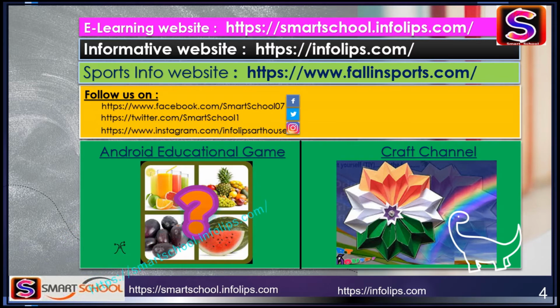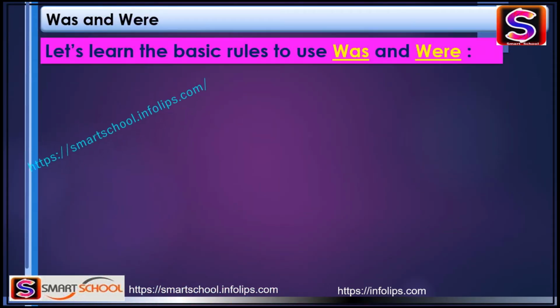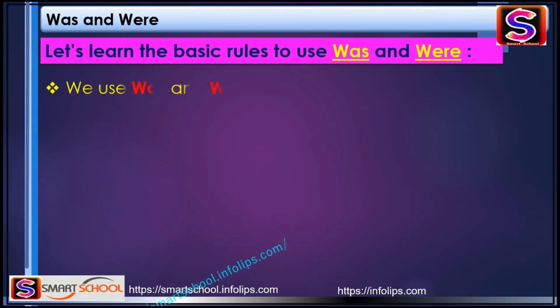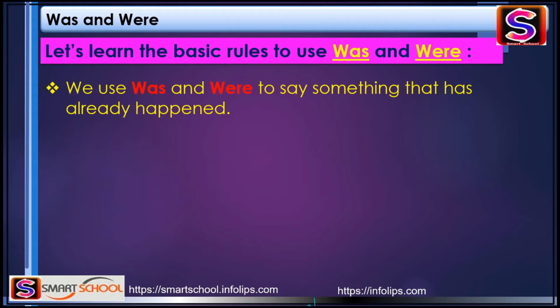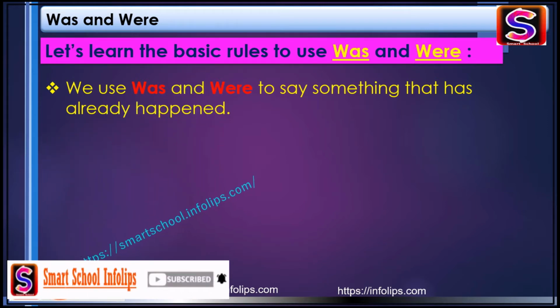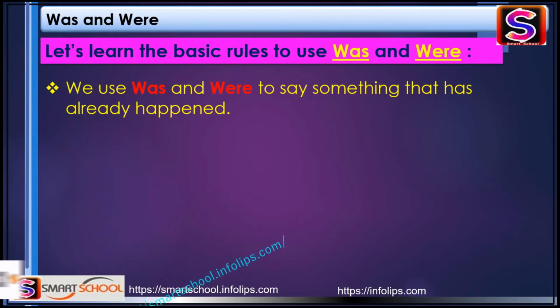So let's continue. Was and were. Let's learn the basic rule to use was and were. First rule, we use was and were to say something that has already happened. Means that action is already done in the past. For that purpose, we have to use was or were. Okay. So first rule is that the action happened in the past.